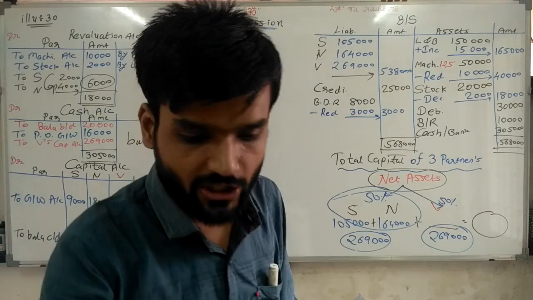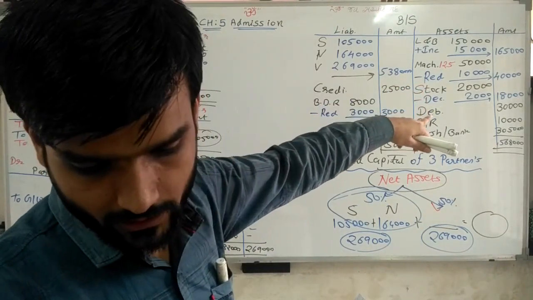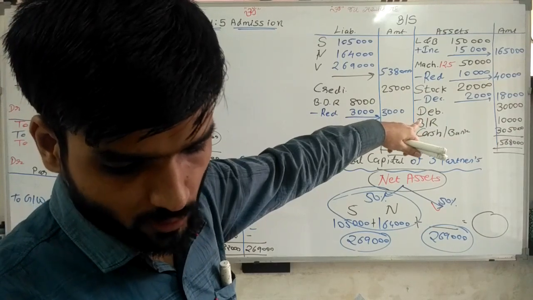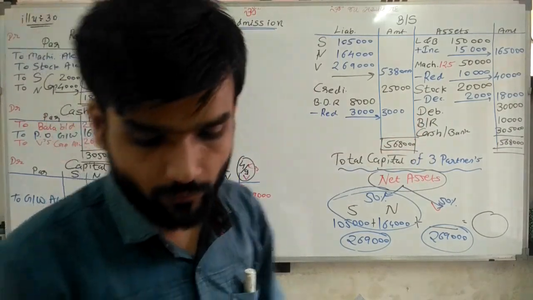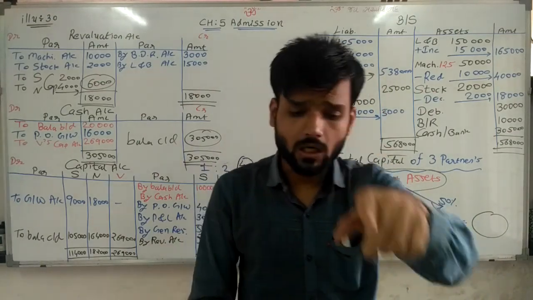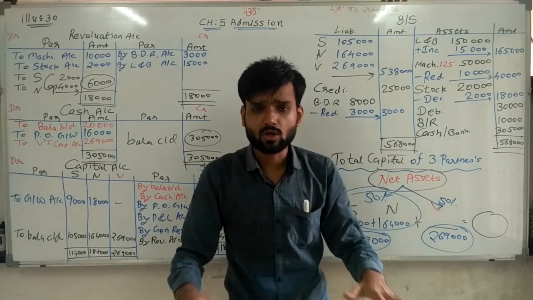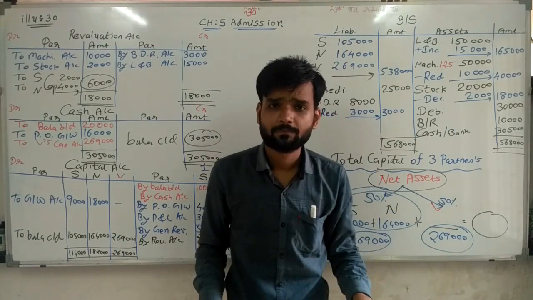Both sides should be equal. So 165, 40,000, 18,000, 30,000, 10,000 and 305,000. Total becomes 568,000. In this way, our sum is completed, and with this sum, the chapter is also completed.